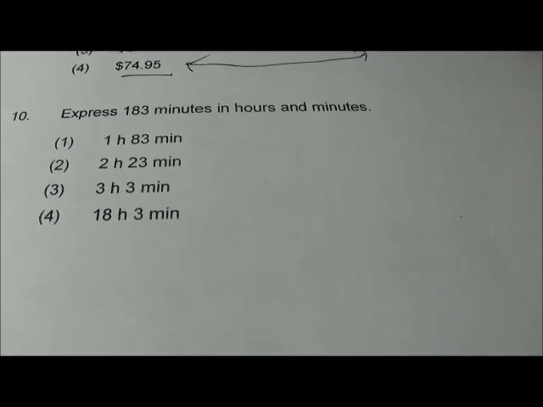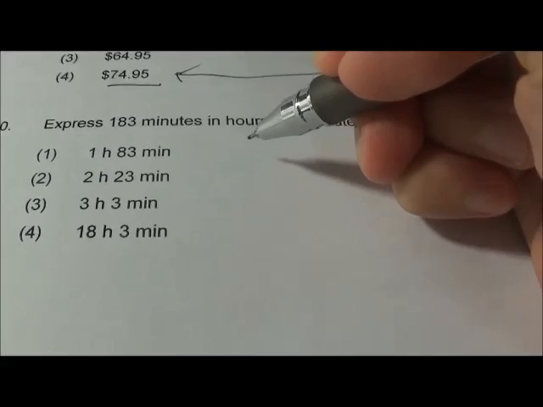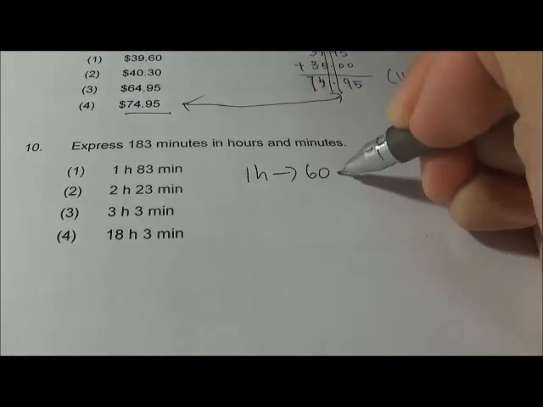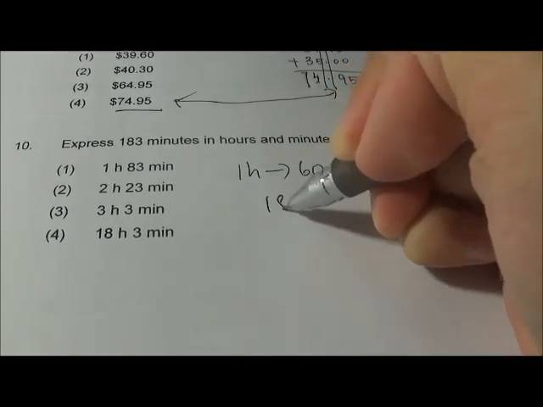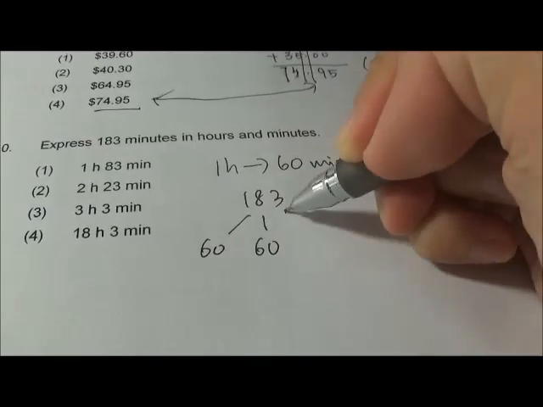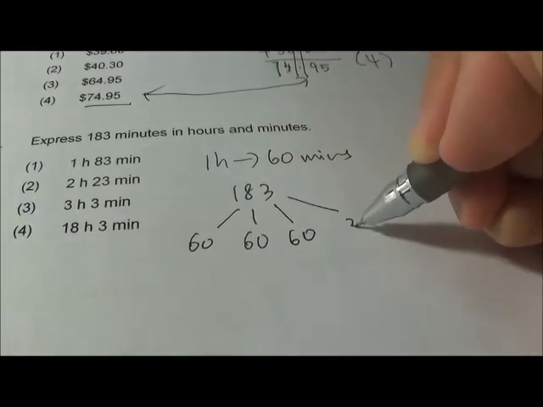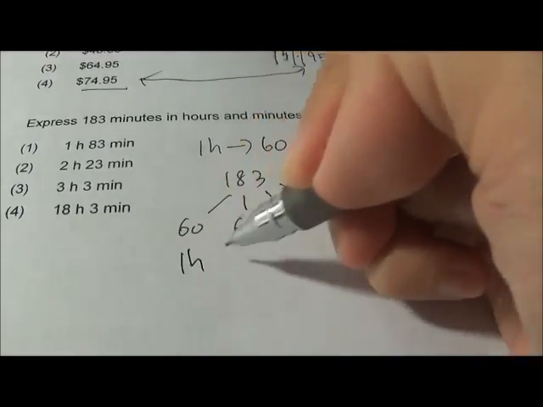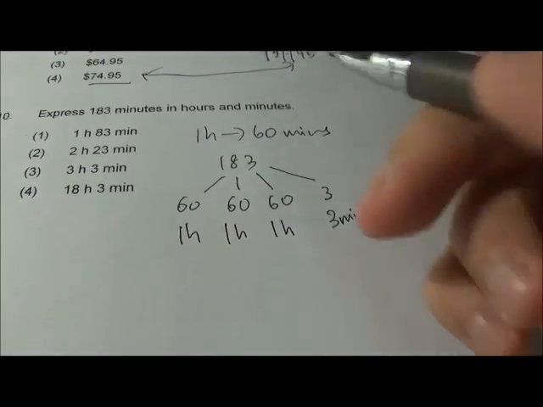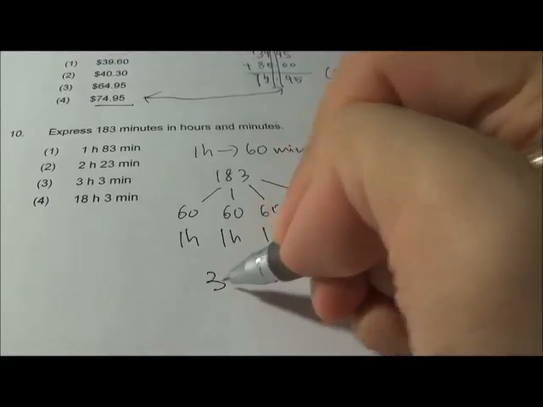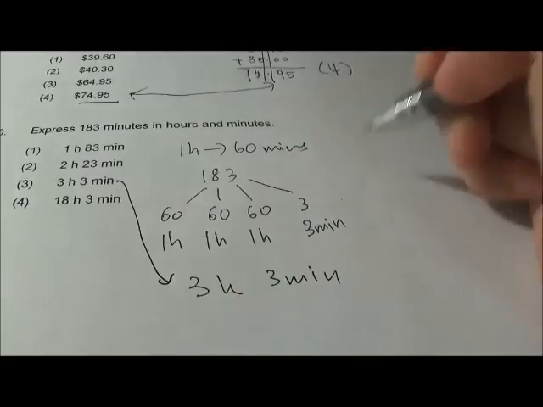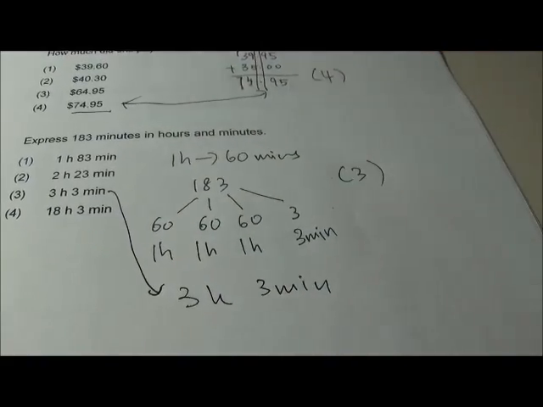Express 183 minutes in hours and minutes. Okay, first of all, we must remember that 1 hour gives me 60 minutes. So 183, we have actually 60, 120, 180, and 3. That will be 1 hour, 1 hour, 1 hour, and 3 minutes. So when you add them up, you should get 3 hours, 3 minutes. Okay, so question 10, answer is 3.